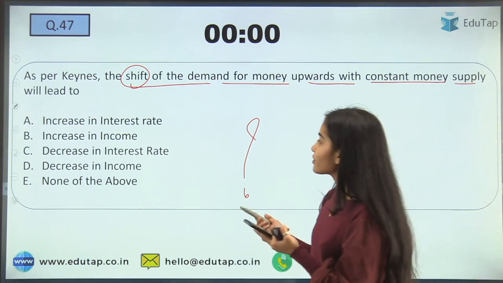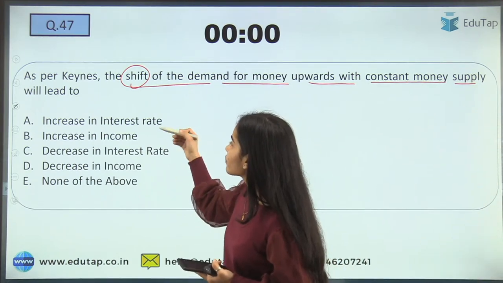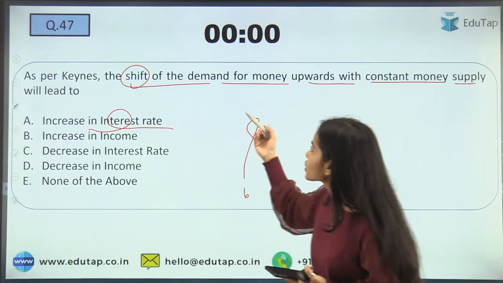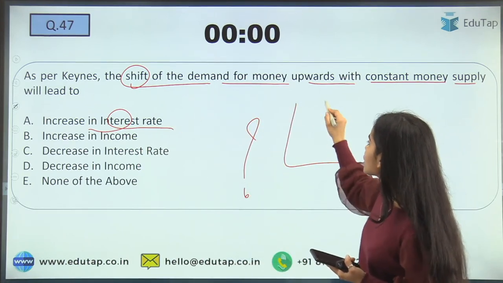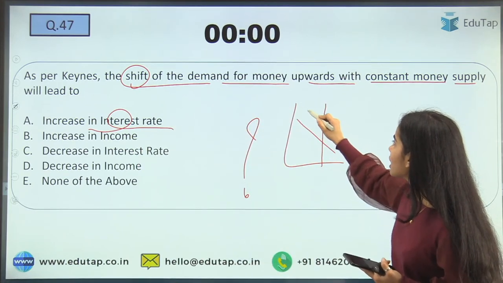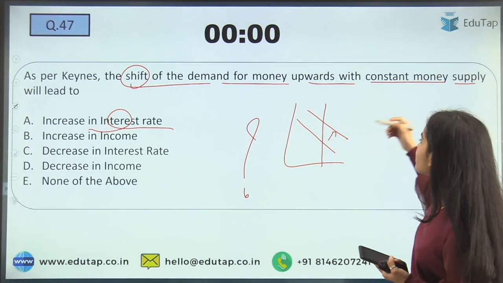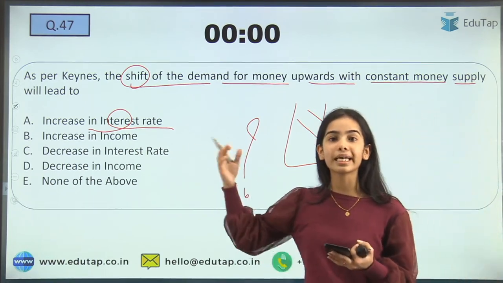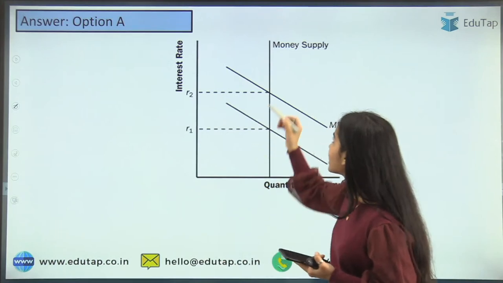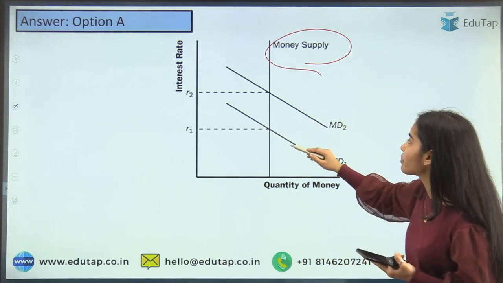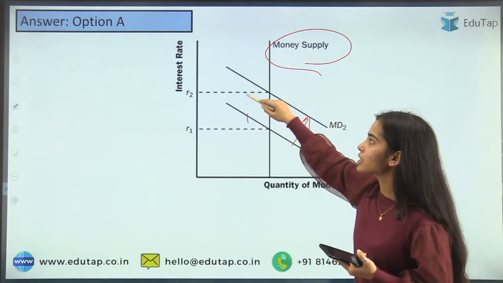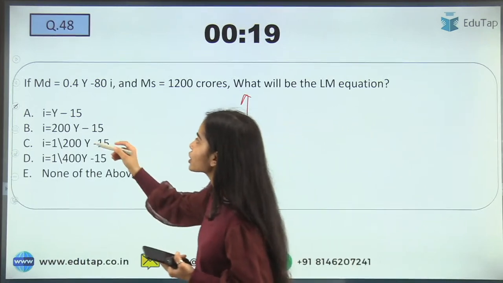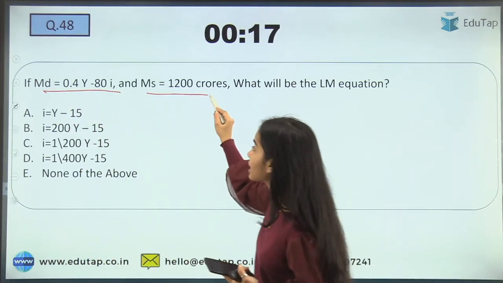Okay, so for 47th, Karan has given the answer, increase in interest rate. So shift in demand for money upwards. The demand for money is shifting upwards with constant money supply, and that will increase the interest rate. So that is the right answer, that money supply is always constant and money demand is increasing upwards, so the interest rate will increase.